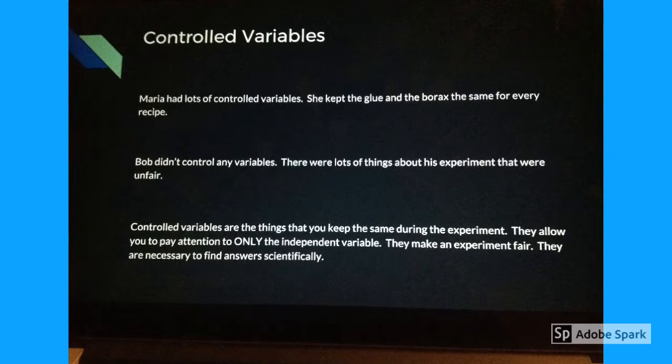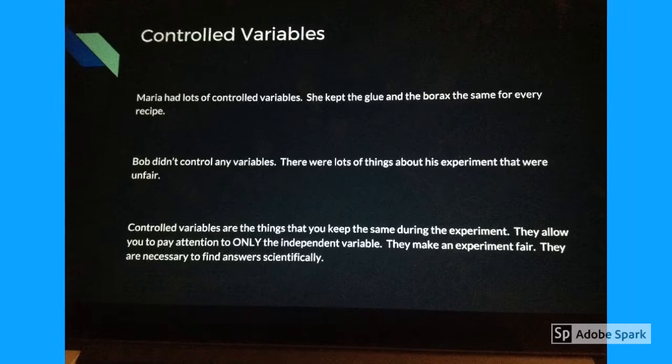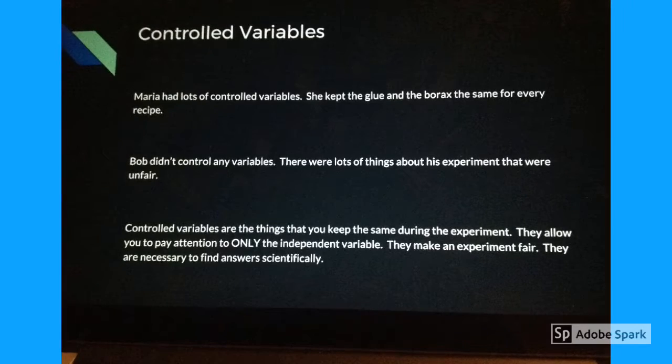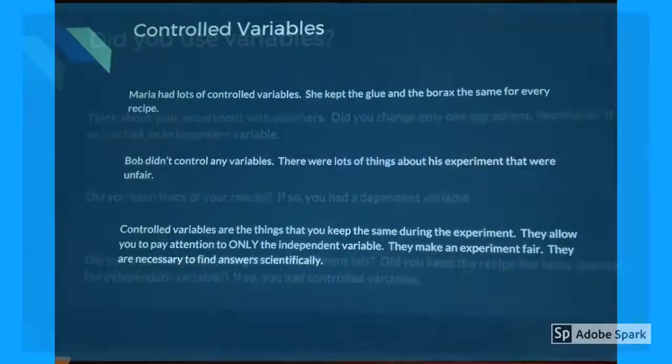Controlled variables are the things that you keep the same during the experiment. They allow you to pay attention to only the independent variable. They make an experiment fair. They are necessary to find answers scientifically.